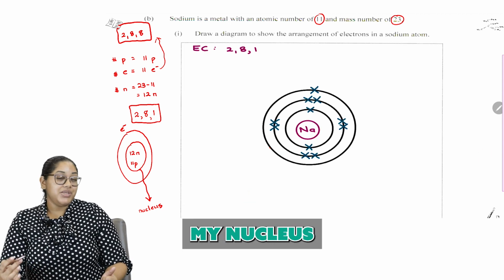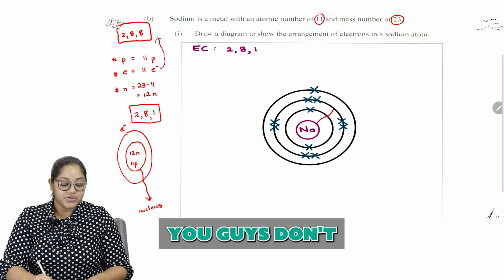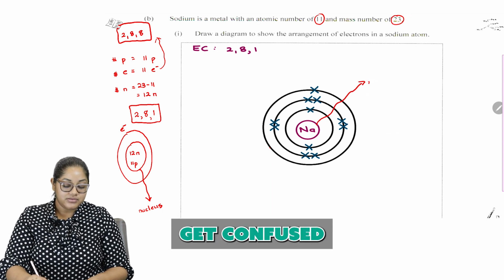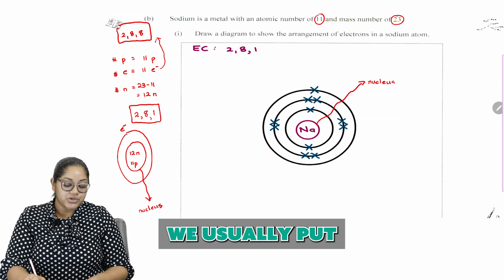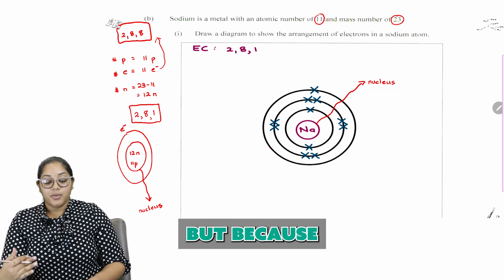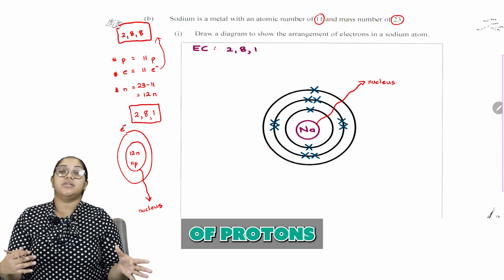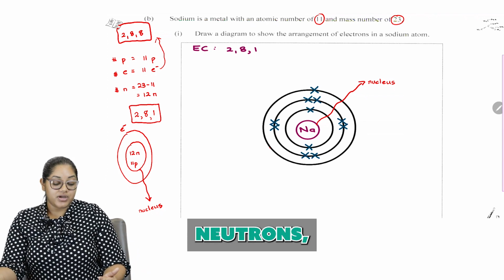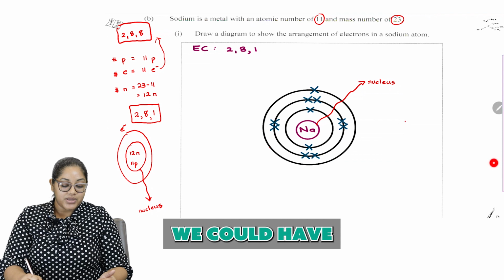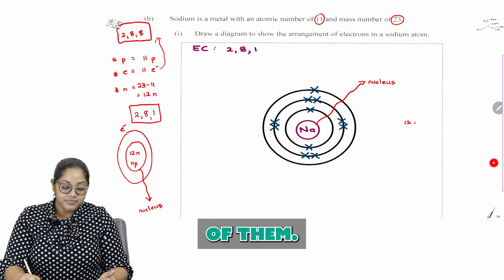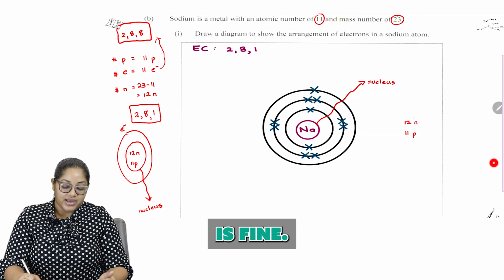So here I have my nucleus in a different color, just so you guys don't get confused. Inside of the nucleus, we usually put the atomic symbol, but because we had enough information to figure out the number of protons as well as the number of neutrons, instead of the symbol, we could have put the number of both of them. Either one is fine.